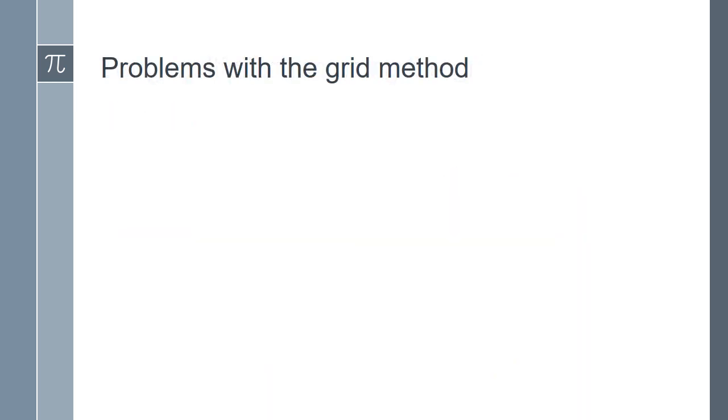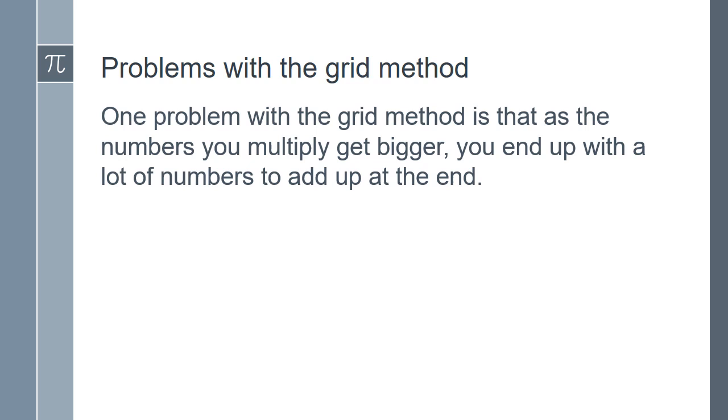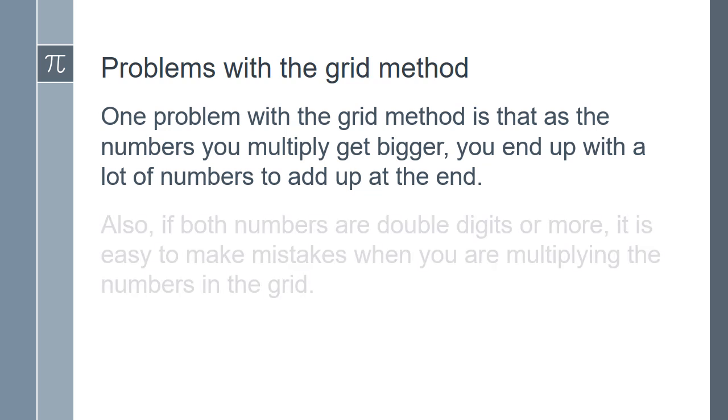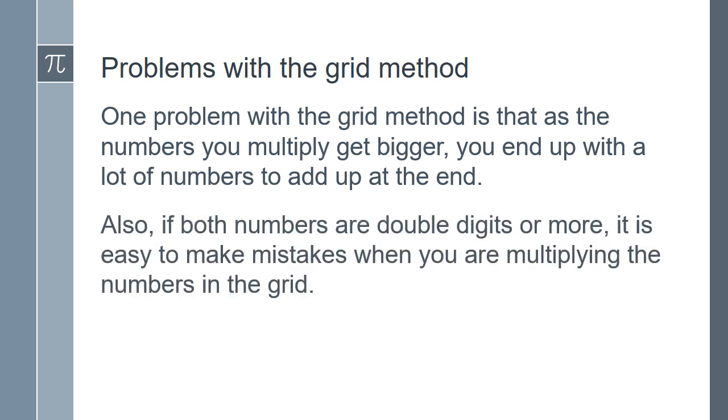Now, there are problems with the grid method. One problem is that as the numbers you multiply get bigger, you end up with a lot of numbers to add up at the end. Also, if both numbers are double digits or more, it's easy to make mistakes when you're multiplying the numbers in the grid.